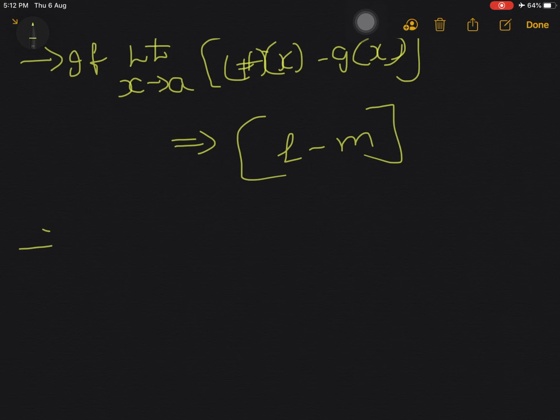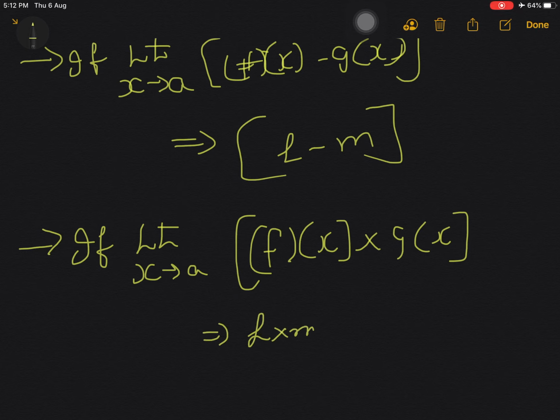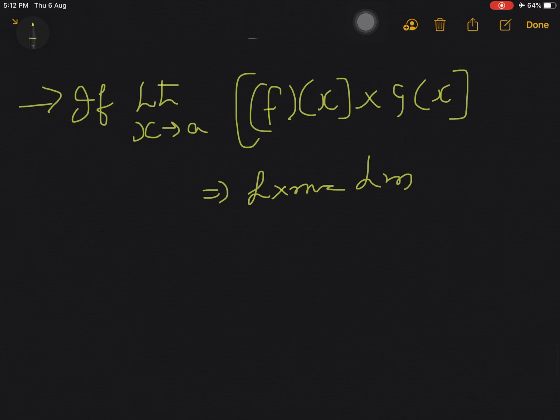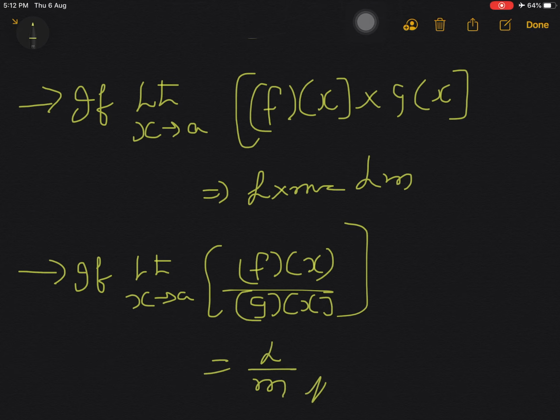The next one: limit x tending to a of f of x into g of x is equal to L into M, that is LM. The last rule: limit x tending to a of f of x divided by g of x is equal to L divided by M.